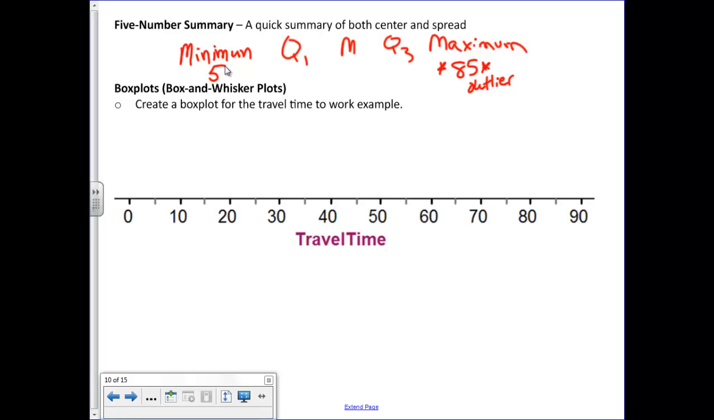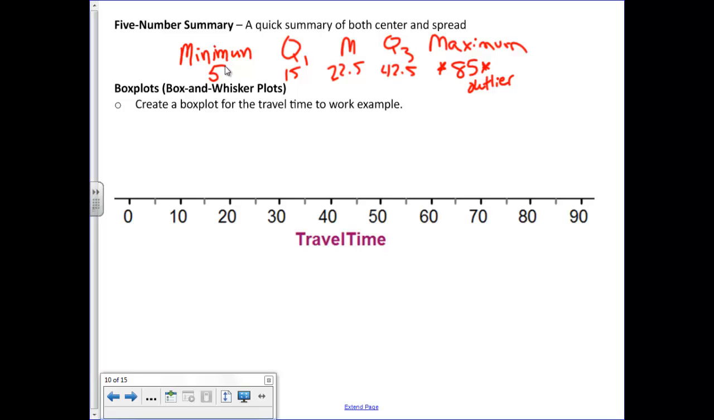We're using that data. The minimum was 5, the maximum was 85, but we're like, hey, that's an outlier, so we're going to come back to that in a second. Our Q1 value was 15. Your median was 22.5, and Q3 was 42.5. So we use those 5 numbers, and we put it on this graph.